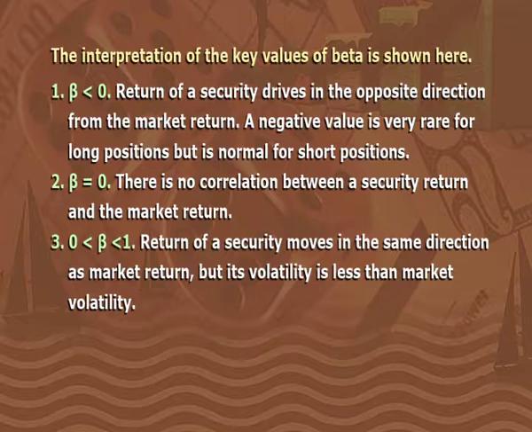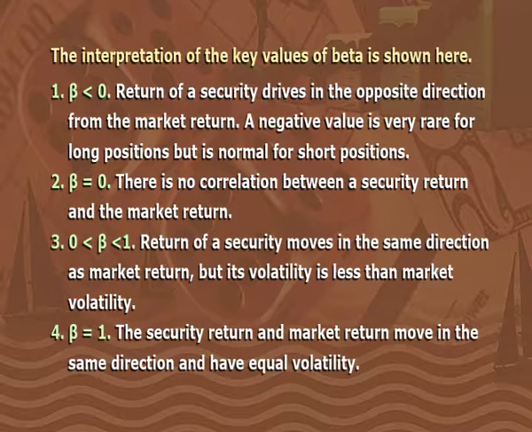For example, fixed income securities have a 0 beta coefficient because the return does not depend on market return movements. Another example is cash under the condition of 0 inflation because its value does not change over time, unlike market returns. If beta is between 0 and 1, the return of a security moves in the same direction as the market return, but its volatility is less than market volatility.